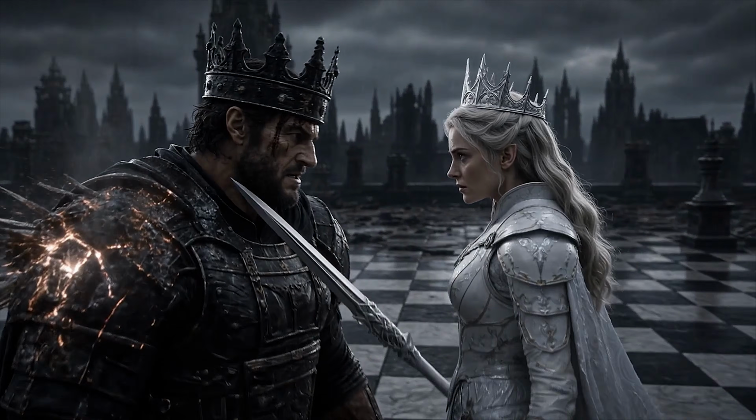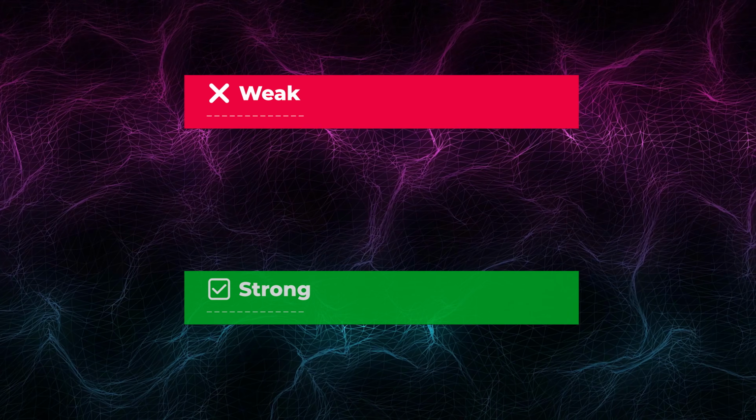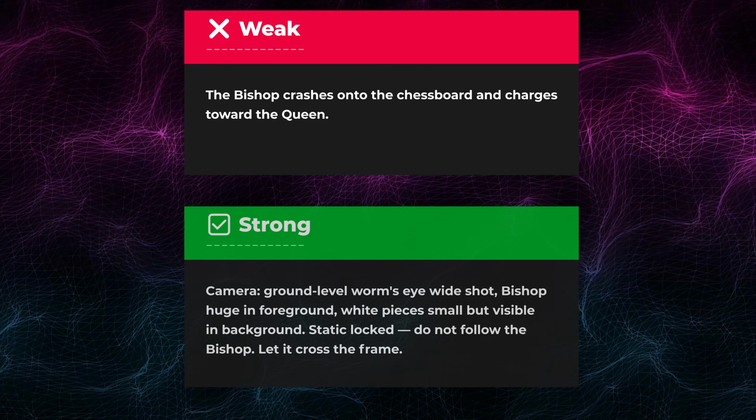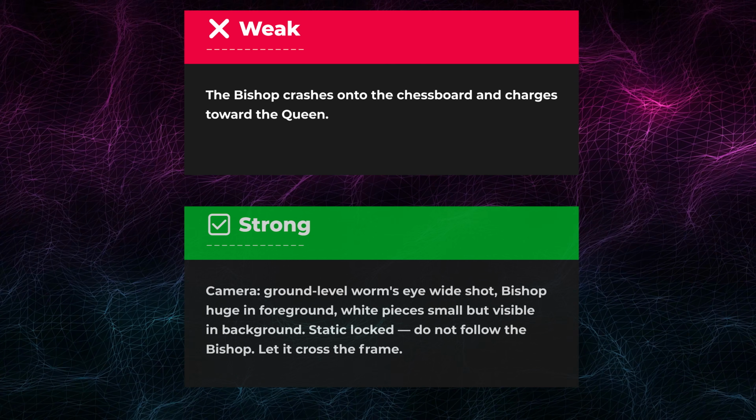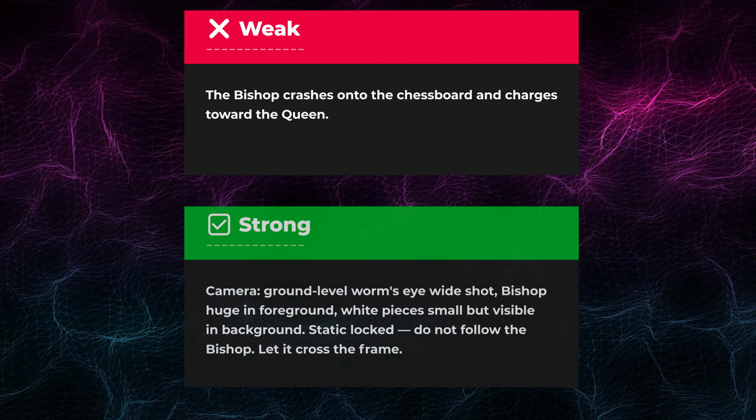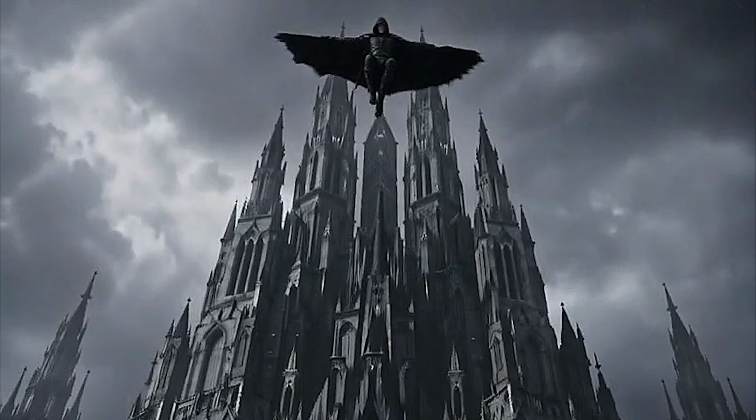This is where most people fail. They describe an incredible fight sequence, but give zero camera directions. If you don't explicitly lock your camera angle, Seedance is going to default to a messy handheld movement that completely ruins the scene's composition.